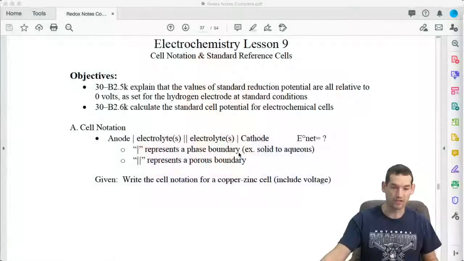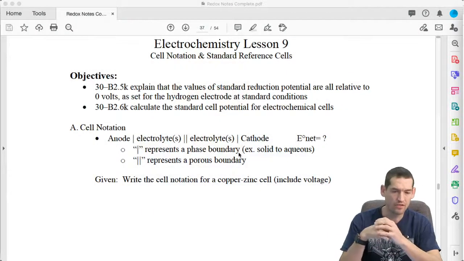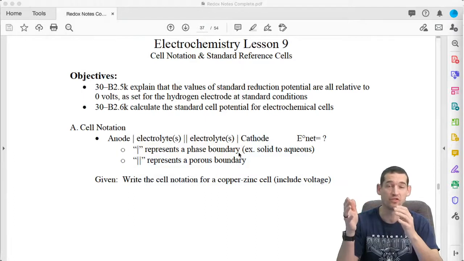Hey everybody, welcome back. Today we're going to be looking at lesson number 9. This one's going to cover probably 3 different videos. We're going to start off with, in your notes, A, cell notation. Cell notation is something you've seen, although you didn't realize that's what you were seeing.